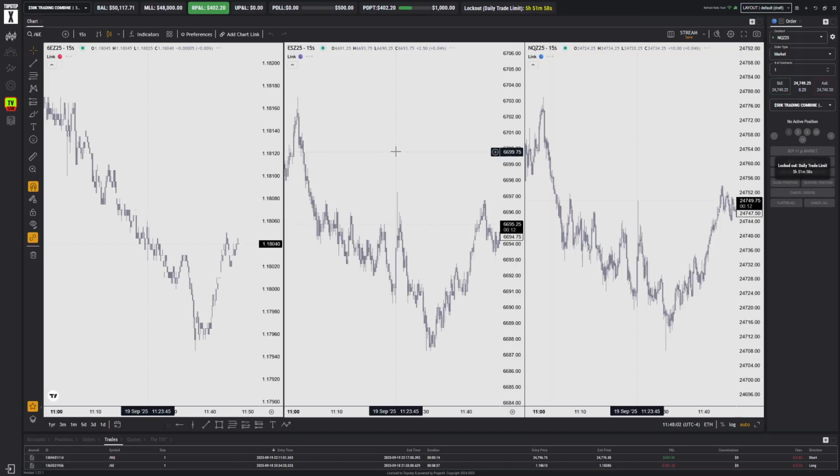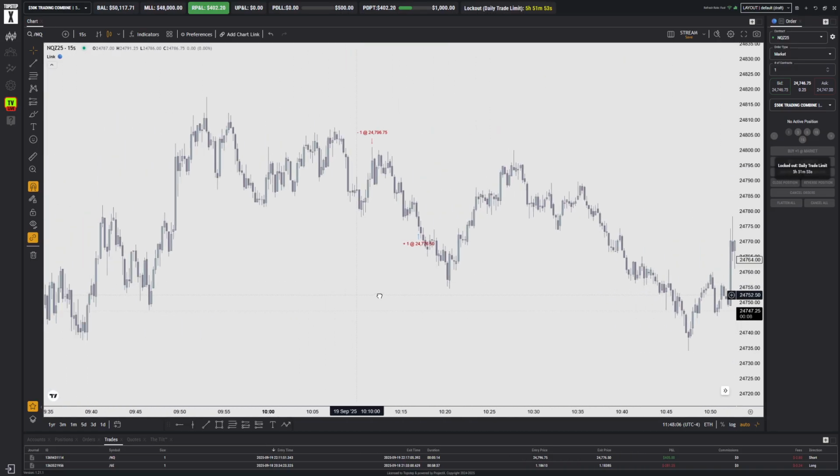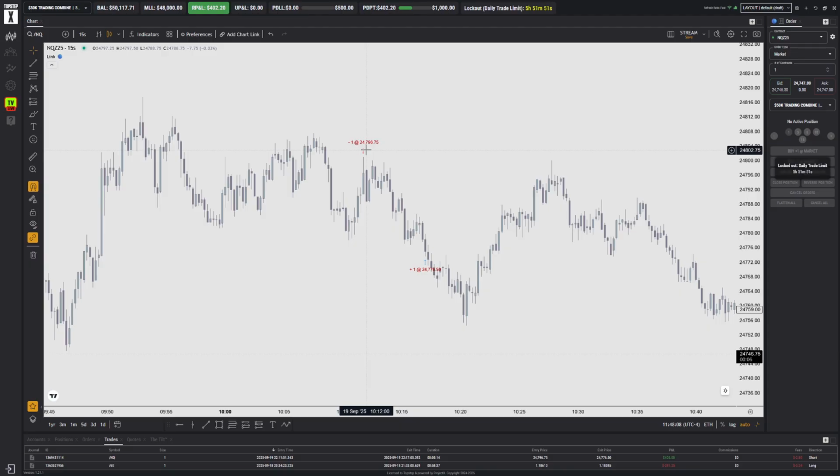Heading back into the charts. This was the execution for Nasdaq E-mini contract. 20 handle move. Profits for today 402. One single trade, and I logged out myself. So let's hop over to reasons which led me to taking this trade setup.